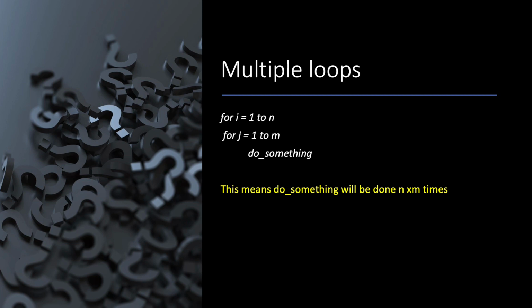There are situations where we need to use multiple loops. A multiple loop would look something like this: for i is equal to 1 to n, for j is equal to 1 to m, do something. So this do something would be repeated n into m times. First, the value of i would be 1. With the value of i as 1, this inner loop would be executed m times. And again, the value of i would be 2 and the inner loop would be executed m times.